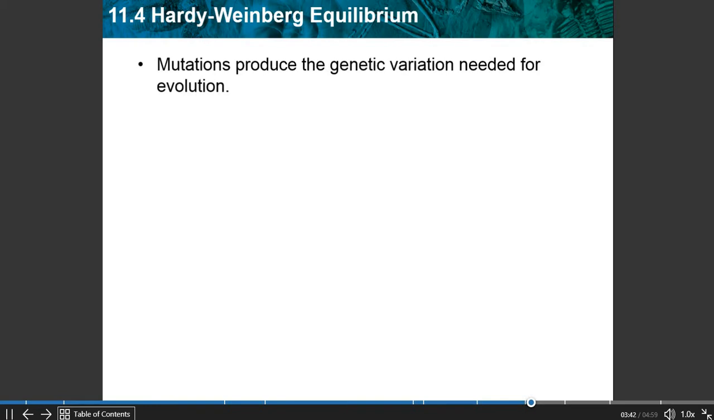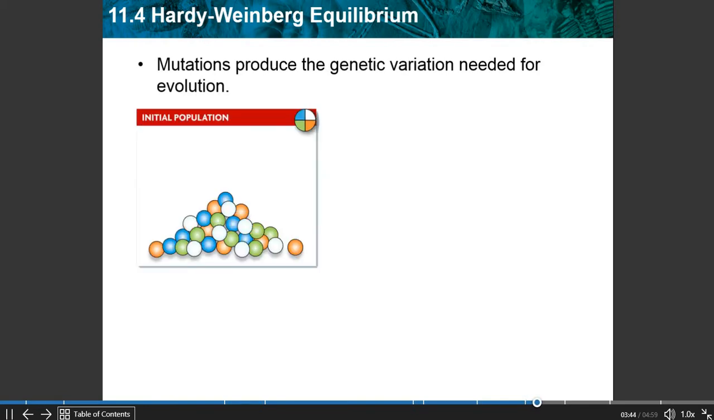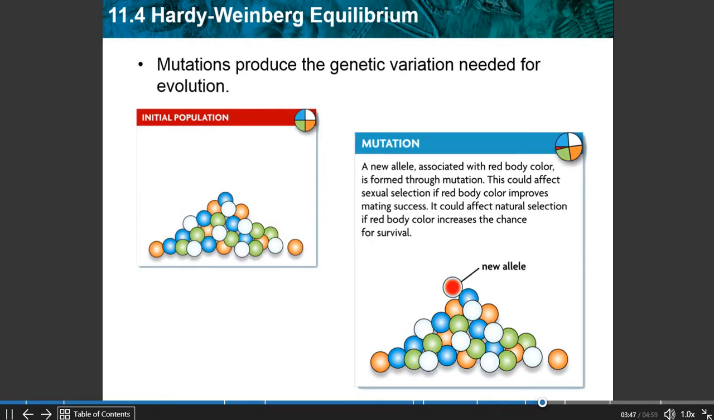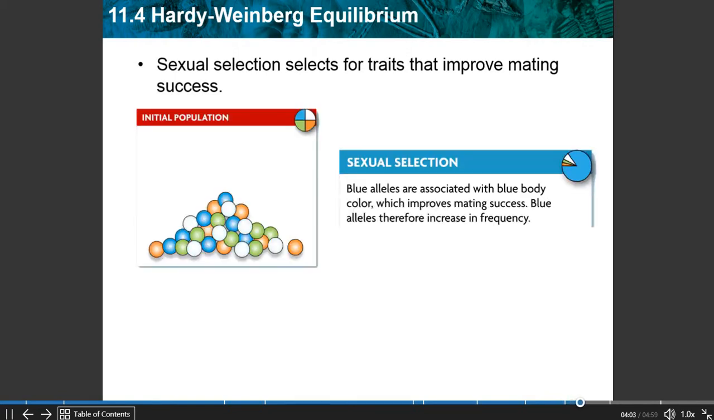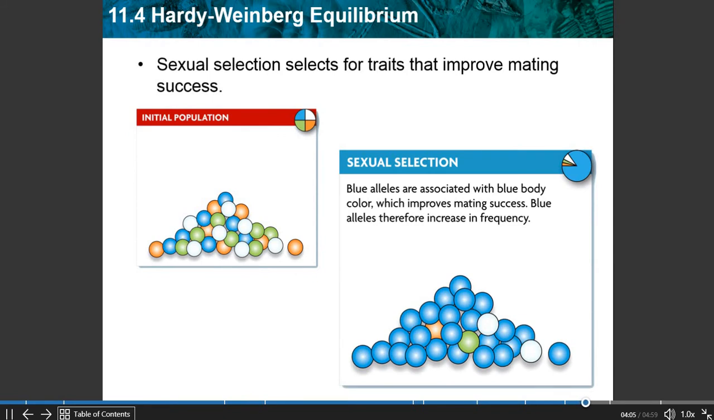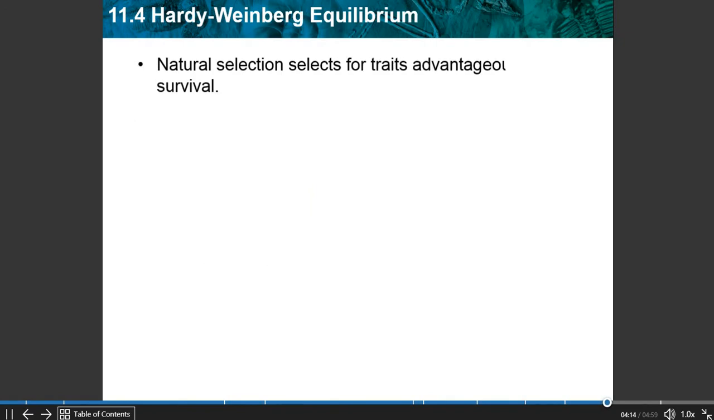Mutations produce genetic variation needed for evolution. So now in this one, there's a red one that has been added to a population because of mutation. Sexual selection selects for traits that improve mating success. So the blue alleles are associated with blue body color, which improves the mating success. So the blue alleles are therefore increasing in frequency.